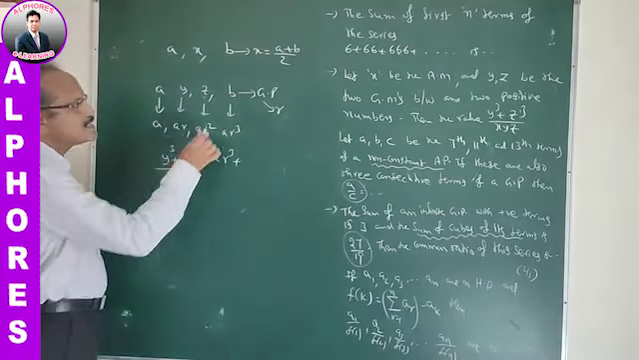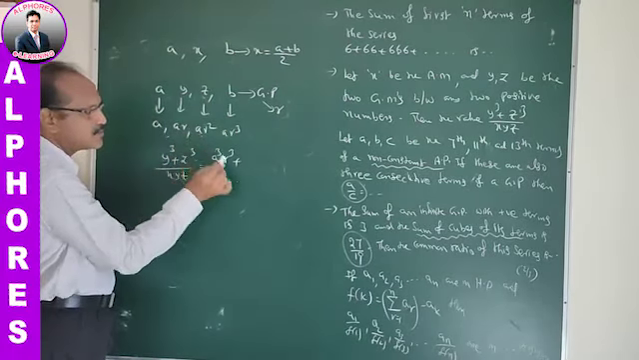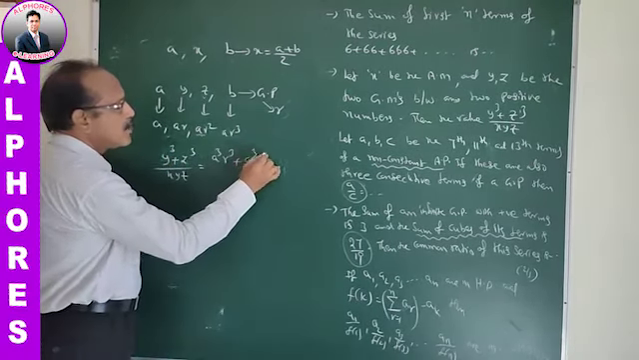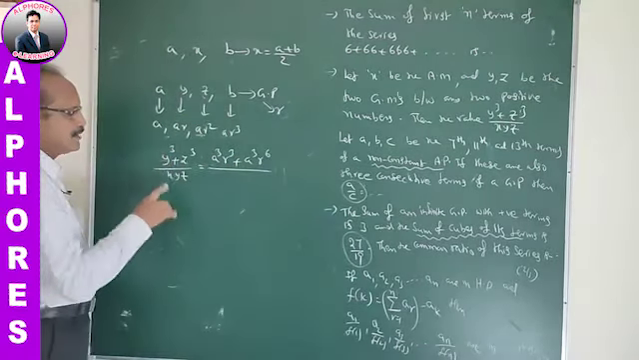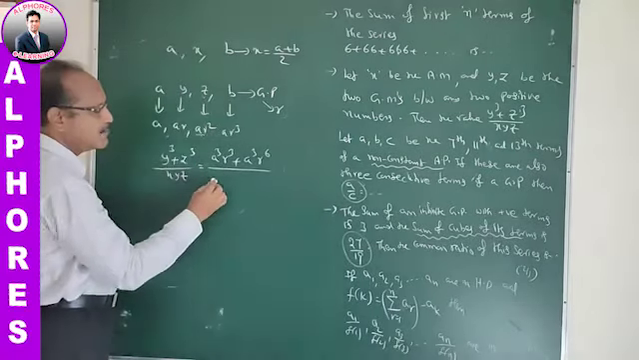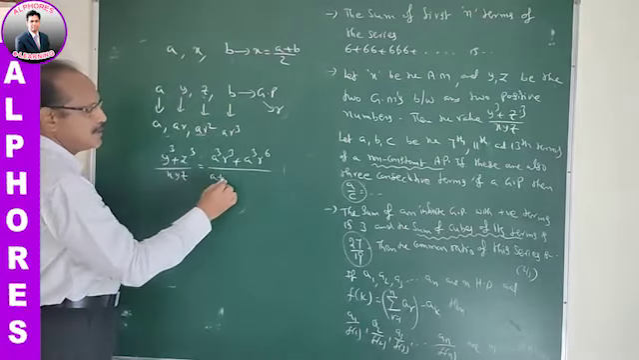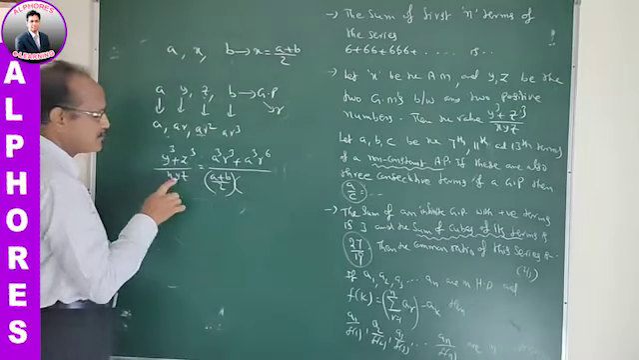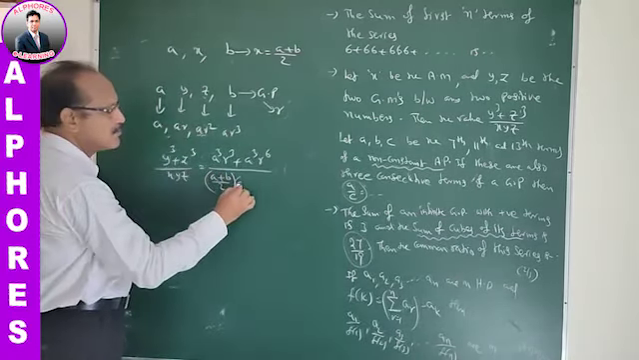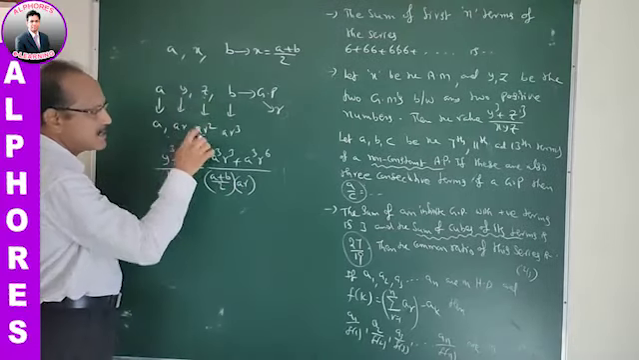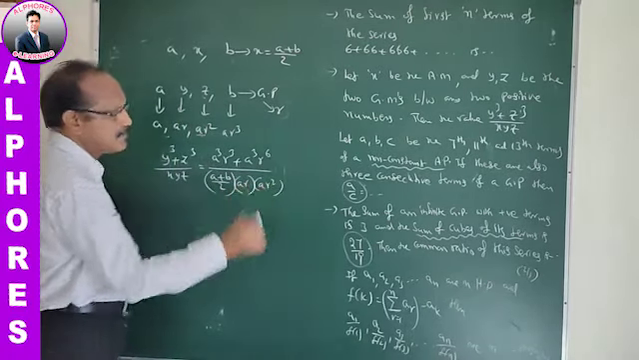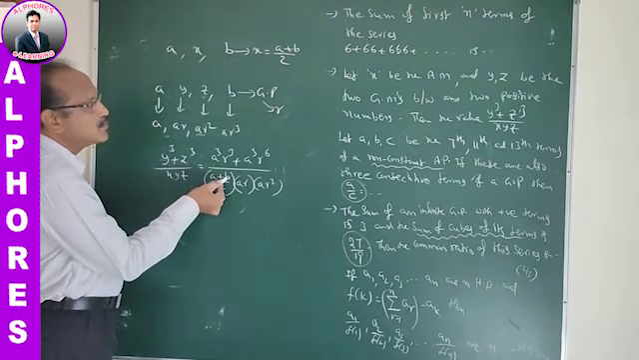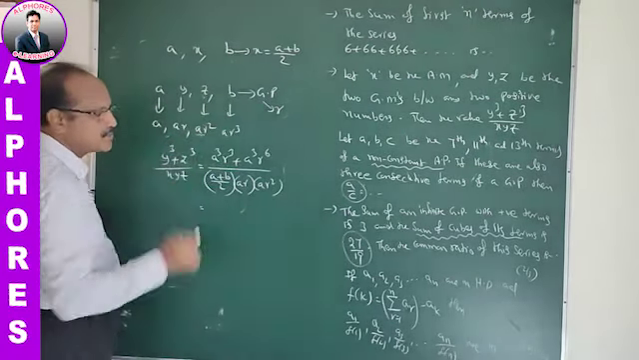Plus Z, here Z is AR square. We want the Z cube value. Cubing this term gives A cube R power 6, divided by X. X means here (A plus B) by 2. This is X. And Y is here AR, and Z is here AR square. And again I am replacing the B value as AR cube.